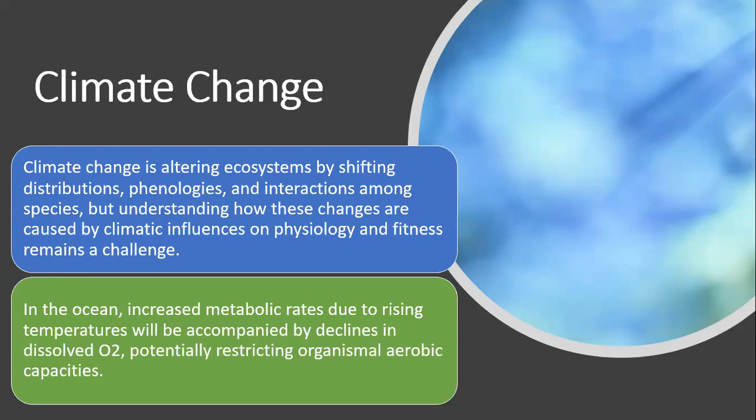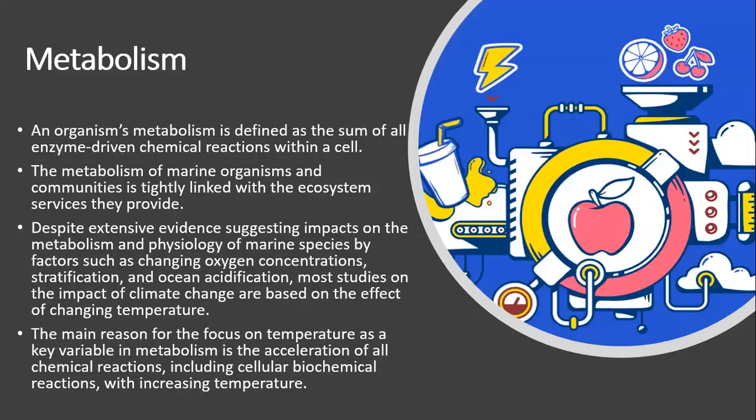So what this is saying is that in the ocean, increased metabolic rates are really due to the rise in temperature. Because the temperature is so high, organisms are metabolizing at a much faster rate. And we will soon get into what metabolism is. But if you know what metabolism is before we get there, you can drop the definition in the chat, because we're getting there shortly. Because the metabolic rates are increasing, this is accompanied by declines in dissolved oxygen. So the organisms are really struggling here to survive, because they need oxygen in order to metabolize.